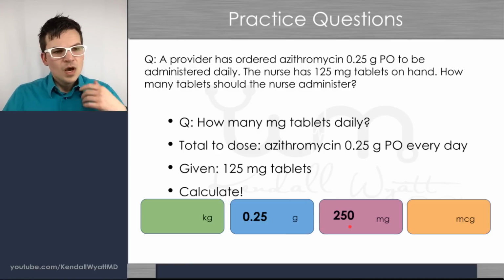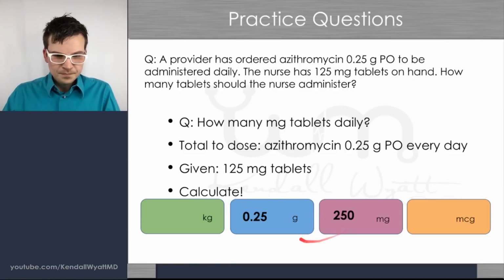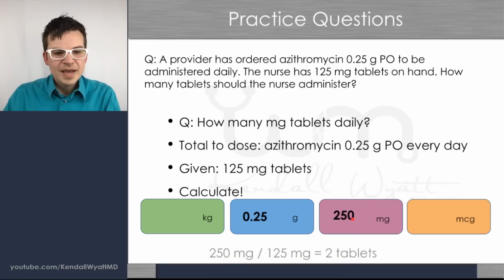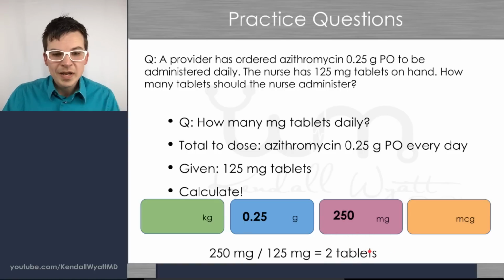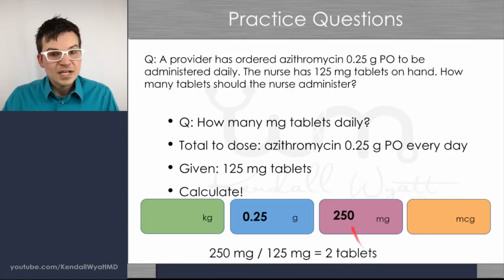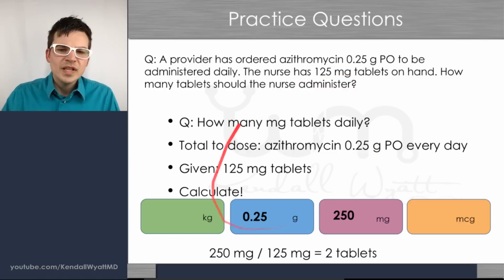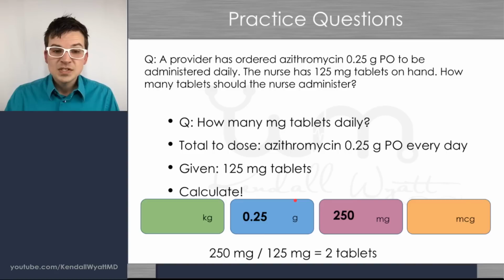That's your dose. Well, if you have 125 milligram tablets, what do you do now? Well, you've got 250 milligrams to give, and you take 250 milligrams, you divide it by the amount you have on hand, 125, and it's going to give you 2 tablets. So the answer, 2 125 milligram tablets PO daily for azithromycin. That's your answer. You can play it again and really think through it to make sure you got it. If this confuses you, you probably missed one of the steps. Just take a step back and follow along.